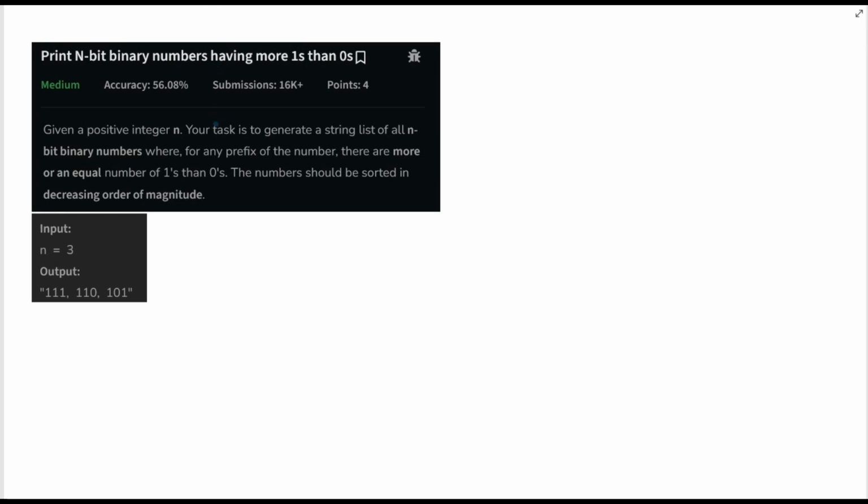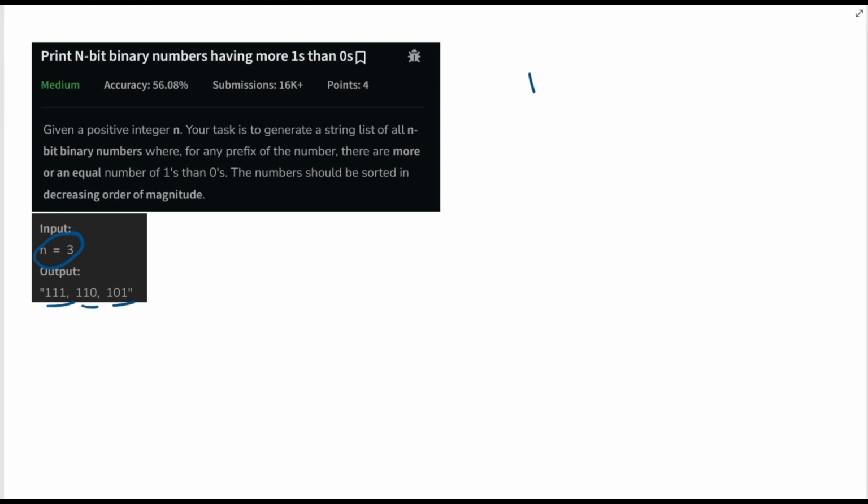Let's look at this GFG problem. It says print n-bit binary numbers having more ones than zeros. They will be giving you an input like this, and you have to output such things. So 111, 110, 101, right?